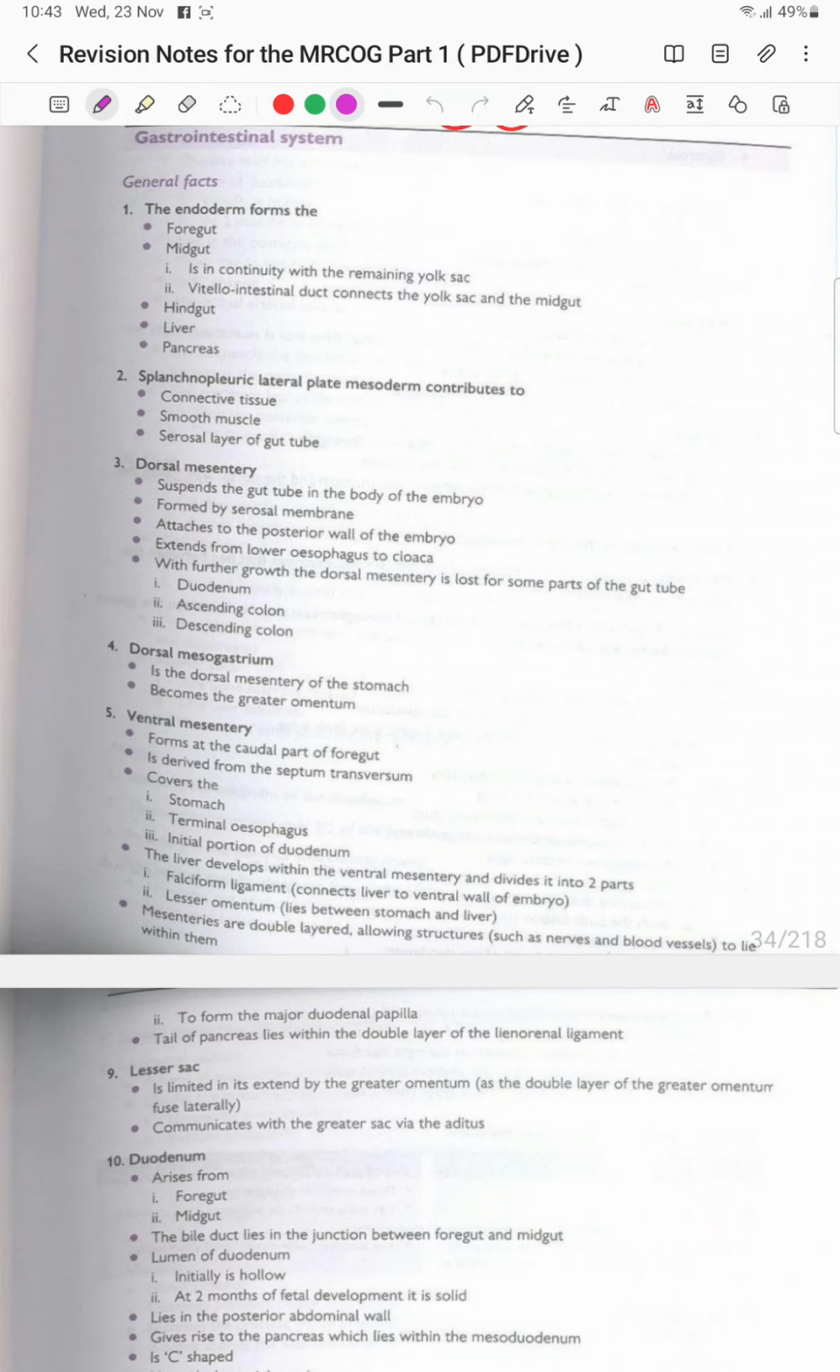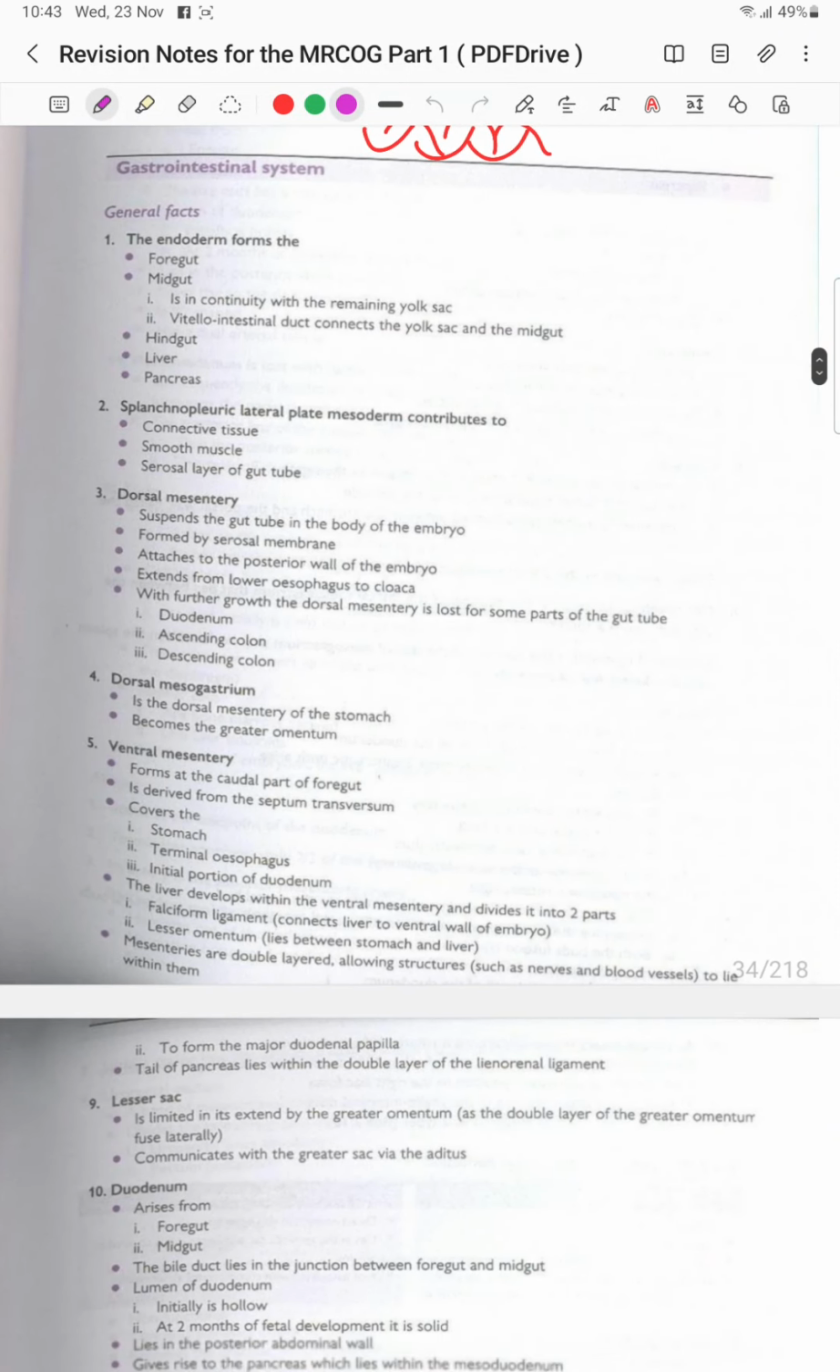My channel, and we are discussing chapter 2 of the revision notes of MRCOG part 1, and this is embryology, and this is part 2 of the chapter on embryology. Let's continue our topic with our brand new topic, the gastrointestinal system. And what are the general facts?